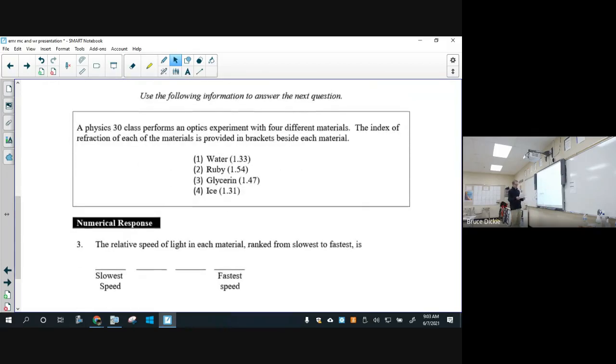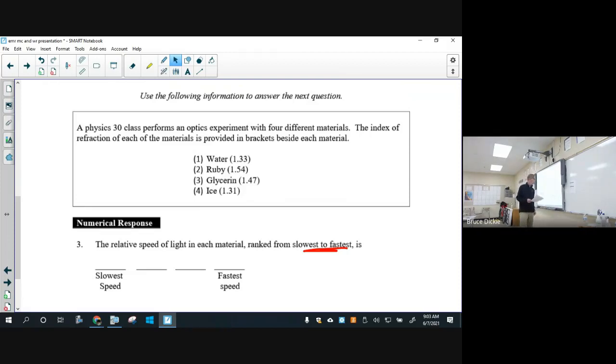Numerical response number 3. A Physics 30 class performs an optics experiment with 4 different materials. The index of refraction of each of the materials is provided in brackets beside each material. The relative speed of light in each material ranked from slowest to fastest. Watch that, because you could get a question that says from fastest to slowest.